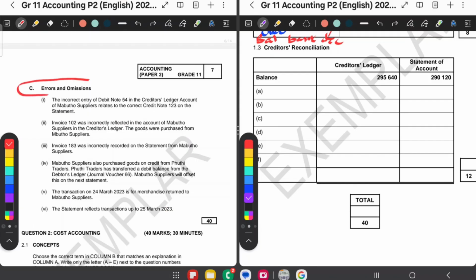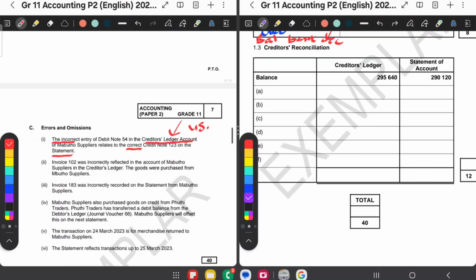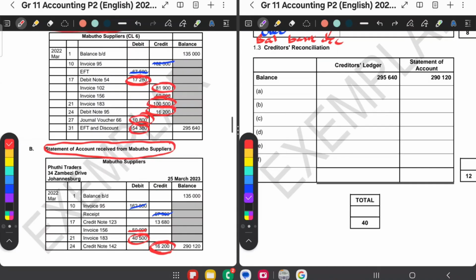So here are all the errors and omissions. Number 1: the incorrect entry of debit note number 54 in the creditor's ledger account of Mabuto suppliers relates to the correct credit note 123 on the statement. So it's incorrect in the ledger, but it is correct in the statement. So if the mistake is in the ledger, it's us. We made the mistake. Let's go find this debit note. It's this one over here. This is what we have. Let's see what they have.